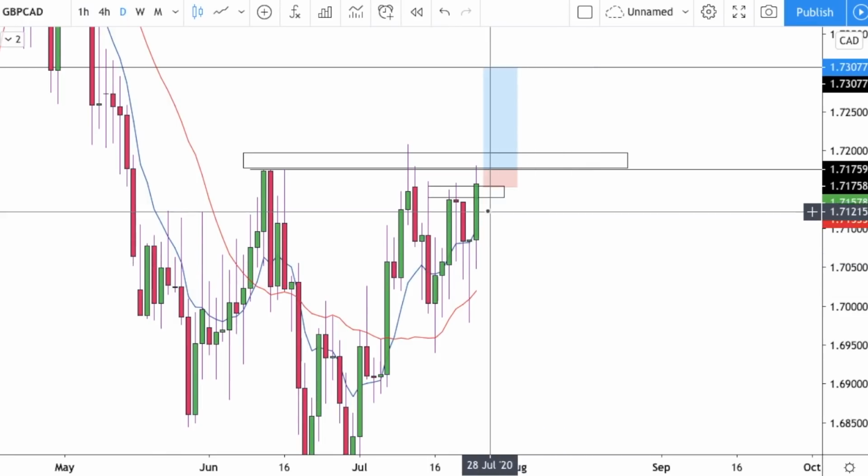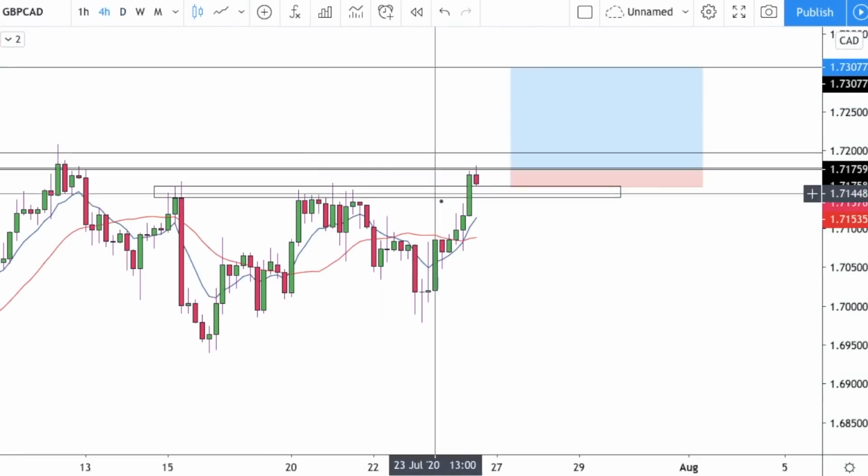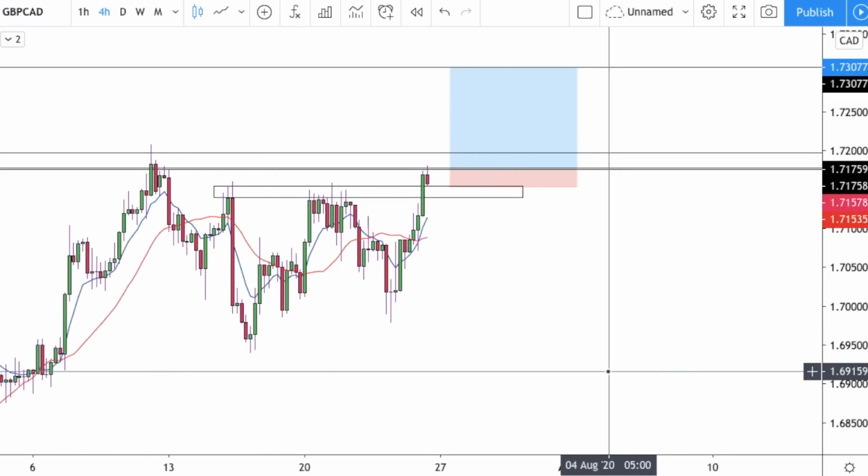Also, with that being said, because we have a daily closure above, it does not mean that price is going to continue to push towards the upside. Rather, we have to wait for confirmation before entering our position.